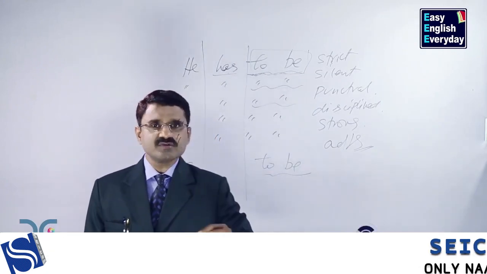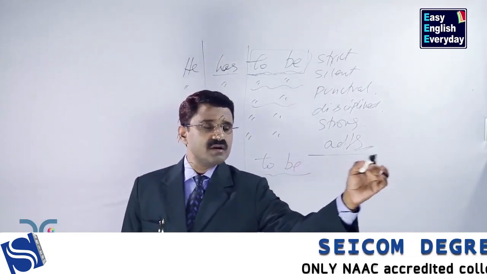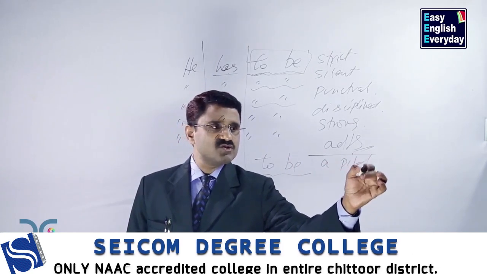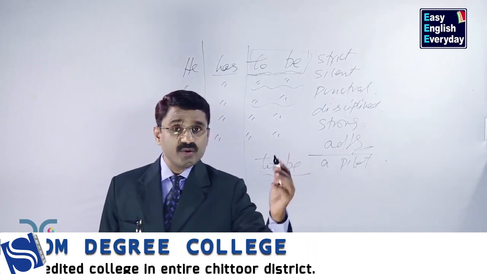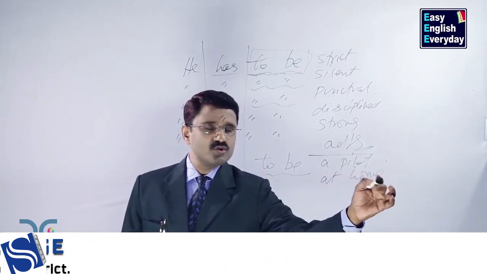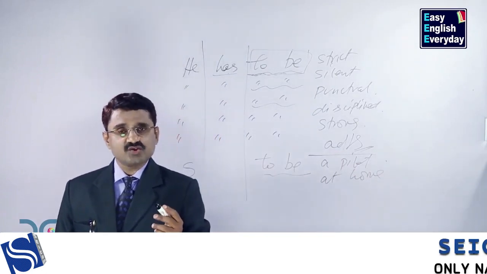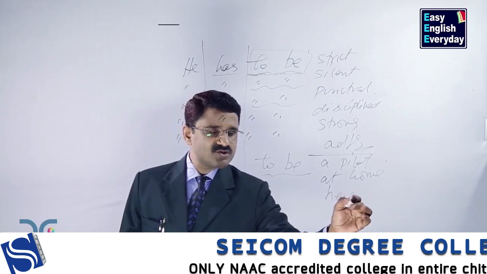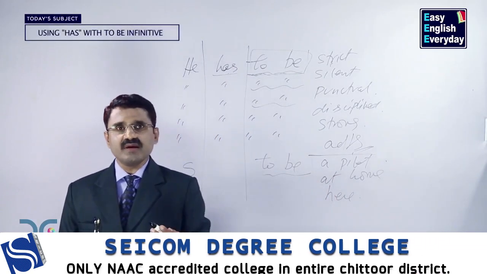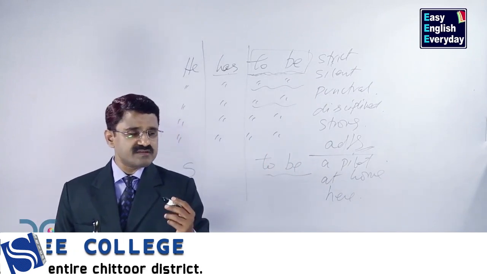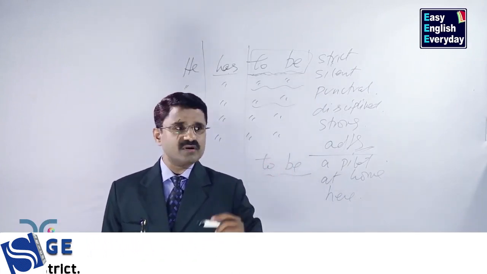Now you can use not only adjectives but nouns also. He has to be a pilot. He has to be a cardiologist. You can use prepositions. He has to be at home. He has to be with us. He has to be on leave. You can use adverbs. He has to be here. He has to be there. He has to be upstairs. He has to be downstairs. He has to be abroad.